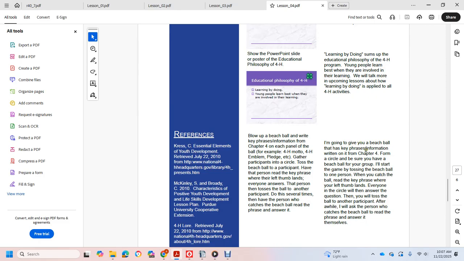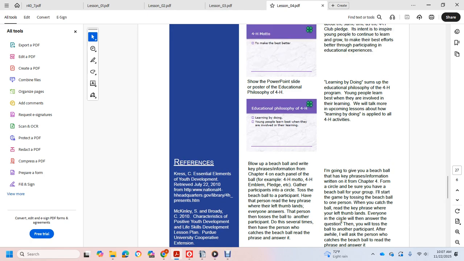I'm going to give you a beach ball that has key phrases with information written on it from Chapter 4. Form a circle with your group. We'll start with a game of tossing the beach ball to one person. When you catch the ball, read the key phrase under your left thumb. Everyone in the circle will then answer the question, and then we'll toss the ball to another participant. After a while, I will ask the person who catches the beach ball to read the phrase and answer it by themselves.